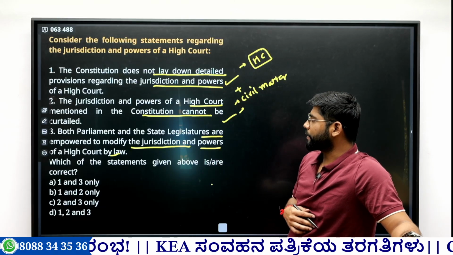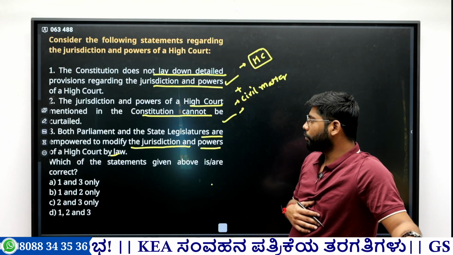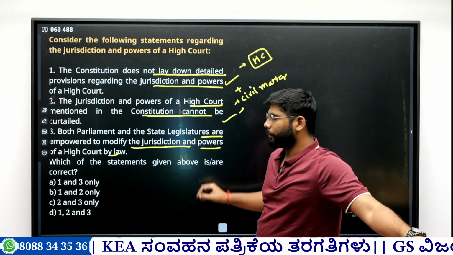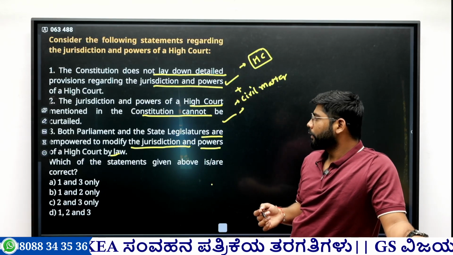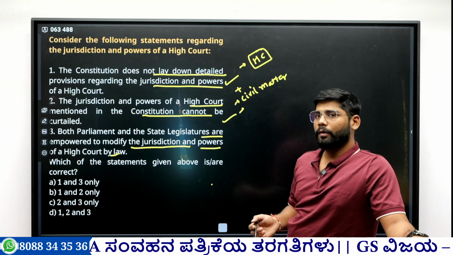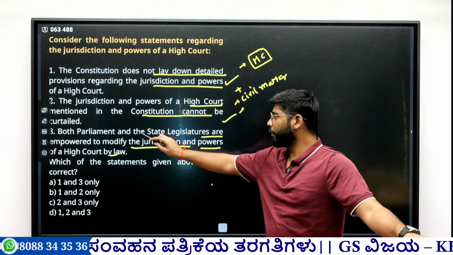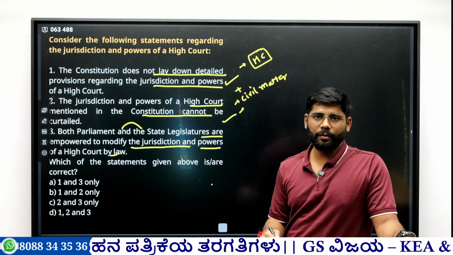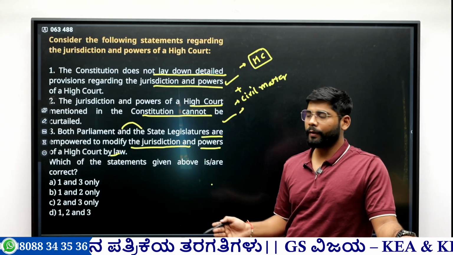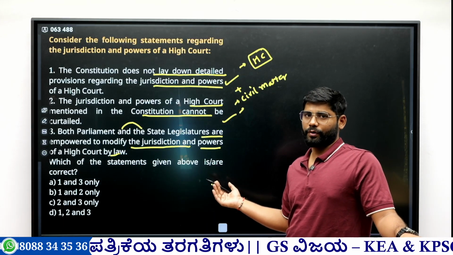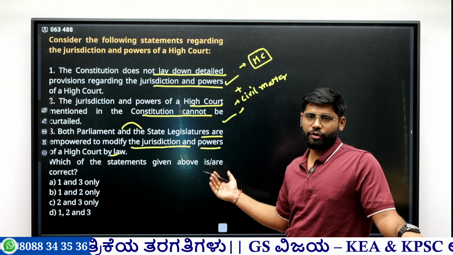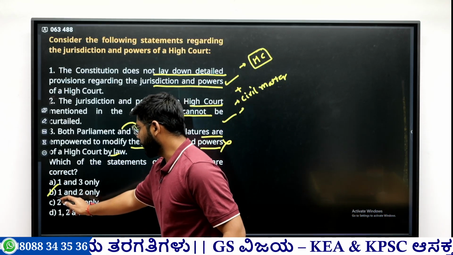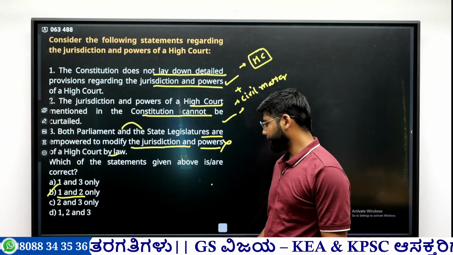Last one, both Parliament and state legislature are empowered to modify the jurisdiction and power of High Court by law. It is not both individually. Parliament is empowered to modify jurisdiction and power, but when it comes to the High Court, they will do it in agreement with the state legislature. Individually they cannot do it on their own. They need each other's permission or agreement. So the last statement is wrong here. The correct option is B, that only 1 and 2 are correct.